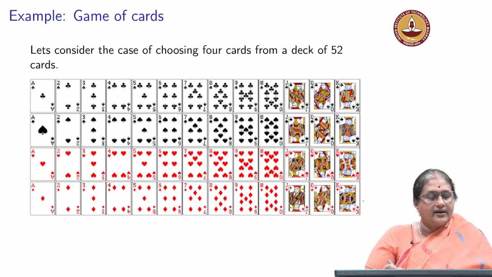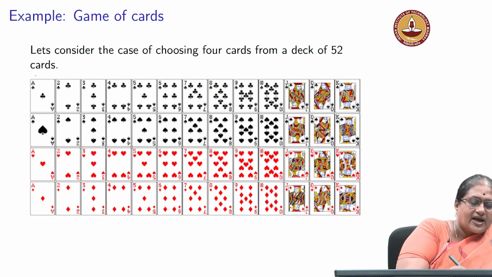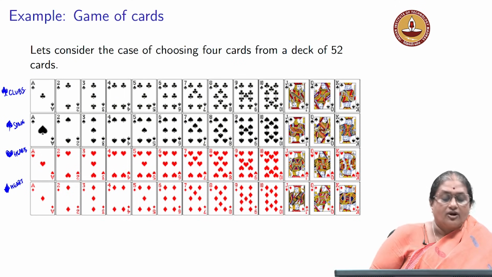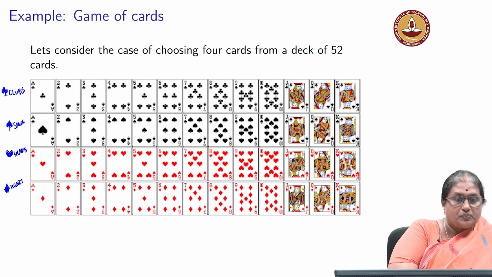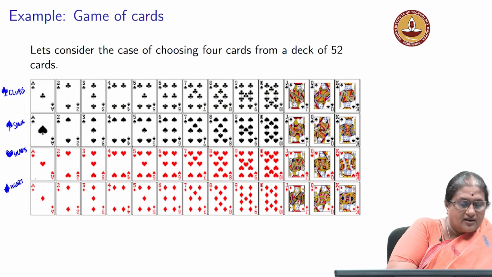Now, when you look at playing cards, these are called suits. So, I have clubs. A club is something of this kind. This is what I refer to as a club. Then I have what I refer to as a spade. Then we have hearts. And we have diamonds. A typical pack of cards has clubs, spades, hearts and diamonds.